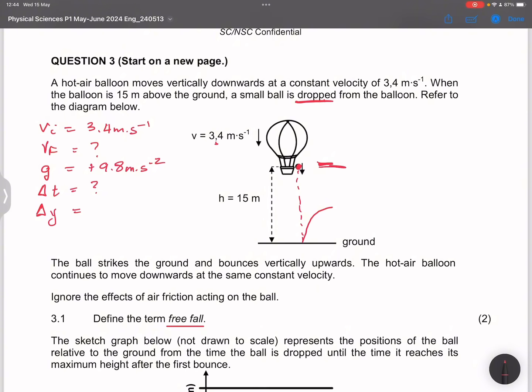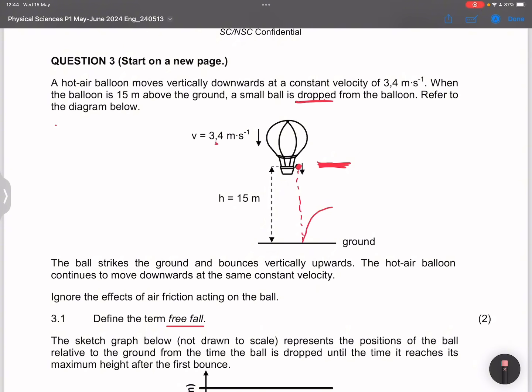Now, this is me using the point of dropping as a reference. So it's going below that point, which means it would be positive. So this would be positive 15. All right, now, ladies and gents, we are almost there. So in this case, we want to find out which equation we are going to use. Well, it would be the only one without a final velocity. So let's try and do that quickly.